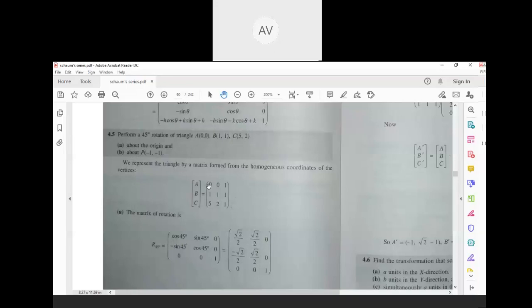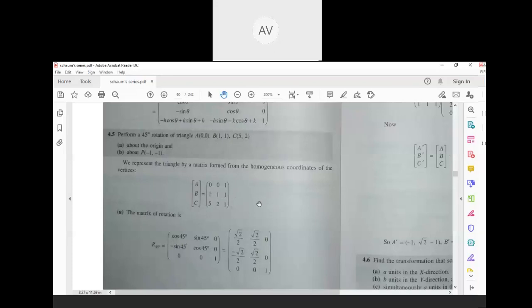Okay. So what we will do, first we will write down the triangle matrix. Here we write the A coordinates 0 0 1, then x2 y2, so here the B values 1 1 1, then x3 y3, here we write 5 2 1. So here we have written the homogeneous coordinate form matrix for the triangle. This is the basic triangle matrix.